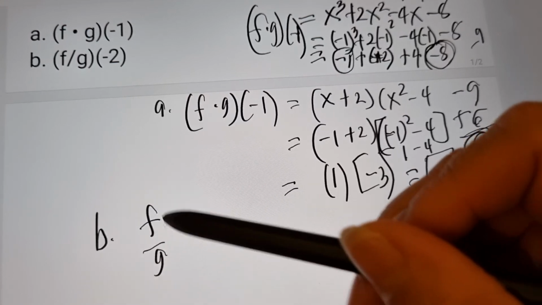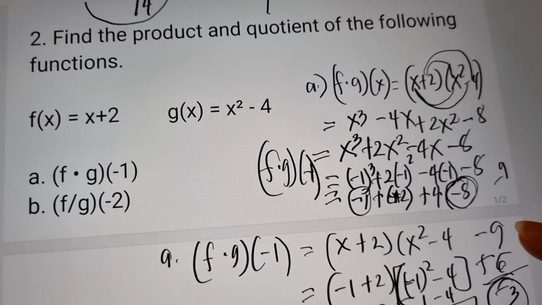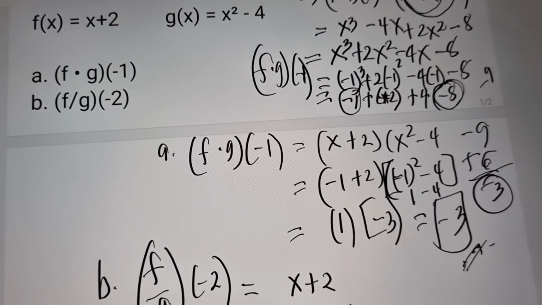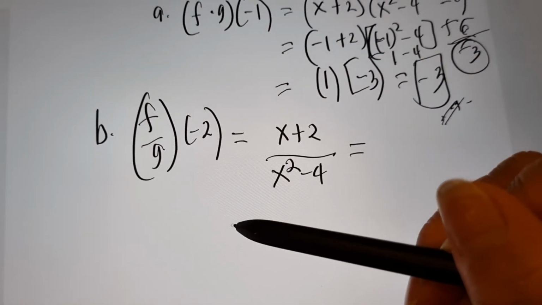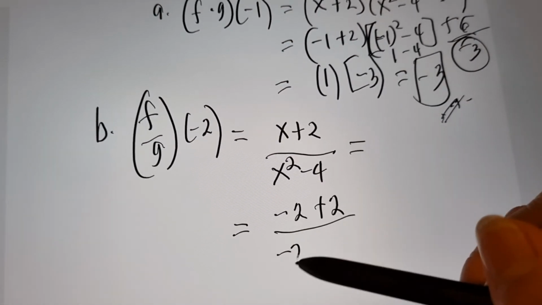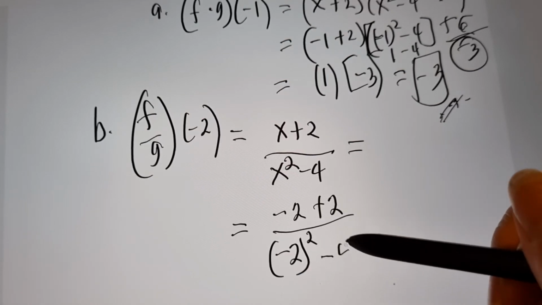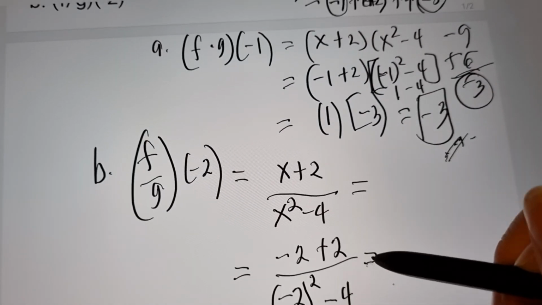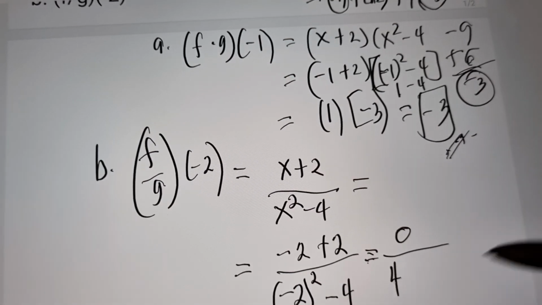Same with letter B, we have f divided by g of negative 2. Okay, so divide natin, diba? So, ang f of x natin is x plus 2 at ang g of x natin is x squared minus 4. Okay? So, dito, pwede na natin isubstitute kaagad yung value natin na negative 2. Negative 2 plus 2, then negative 2 squared minus 4, that is equal to 0. Then here, look at this, negative 2 squared, that is 4.